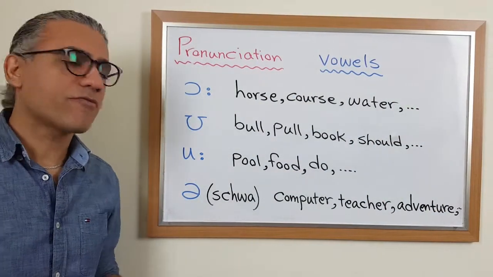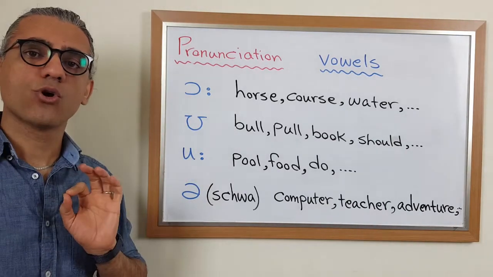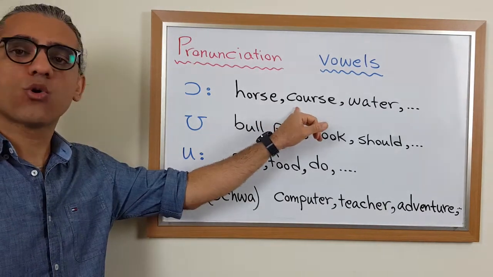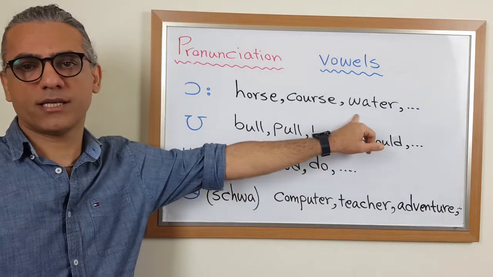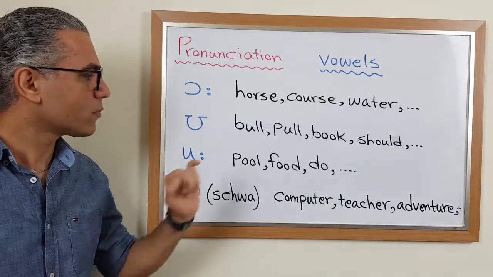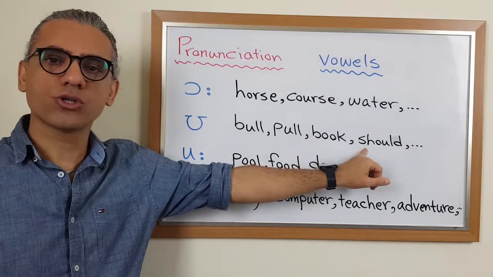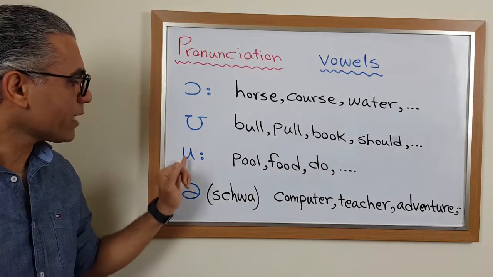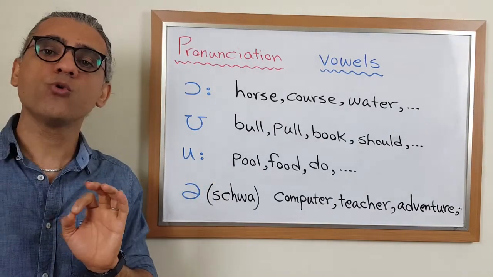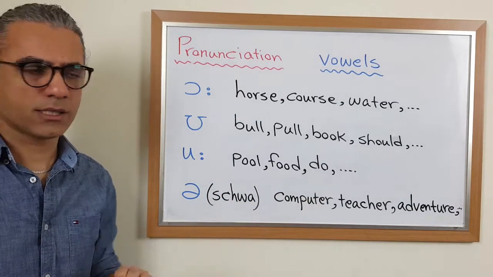Okay, the next four vowels are these. The first one is a long vowel. It is pronounced o, like horse, course, water, and so on. The next one is a short one. It is pronounced u, like bull, pull, book, should, and so on. The next one is a long one, and the long version of this vowel is pronounced oo, like pool, food, do, and so on.